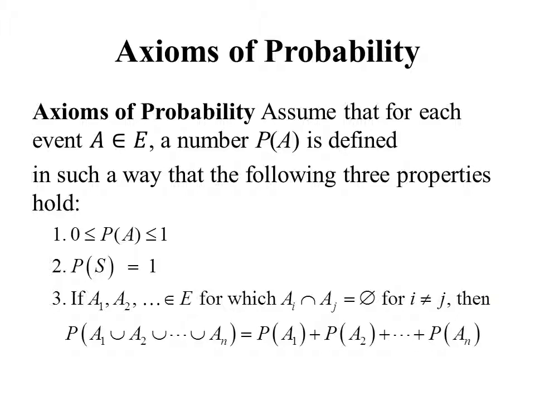Third one's a little more complicated. It says that if we have a bunch of events, A1, A2, and so on, for which Ai intersect Aj is equal to the empty set for i not equal to j, in other words, if we take two events and they don't overlap or they have no elements in common, then the probability of A1 union A2 and so on is equal to the probability of A1 plus the probability of A2 plus so on. Okay? So if two events do not overlap, we say they are disjoint. This third axiom says that the probability of the union of disjoint events is simply equal to the sum of the individual probabilities.